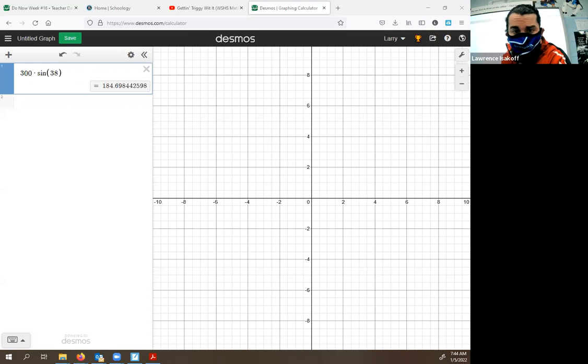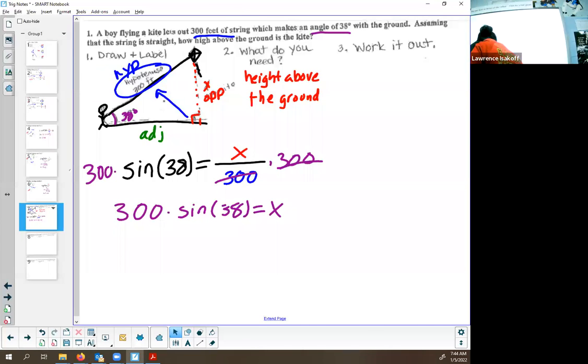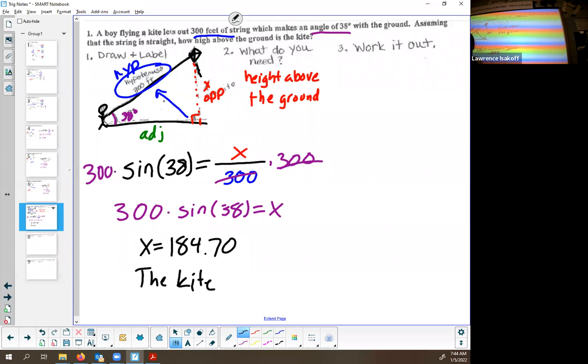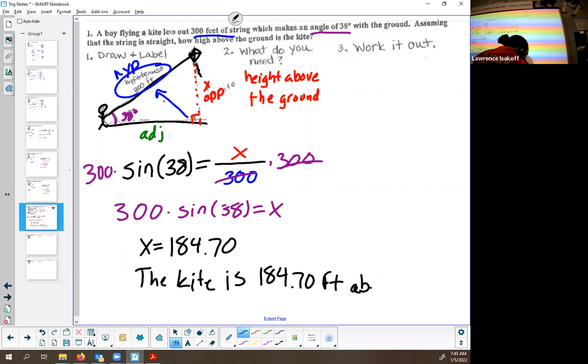So here with this, that tells me my answer is x is 184.7. And so how high is the kite above the ground? The kite is 184.7 feet above the ground.